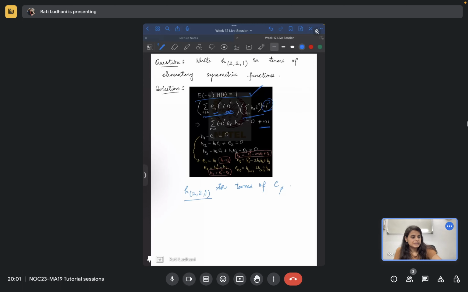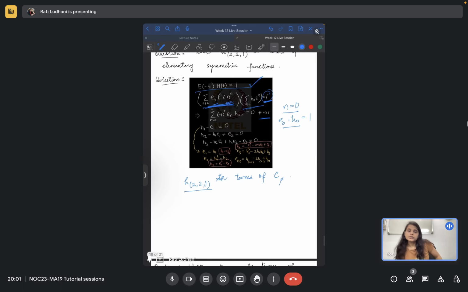Because this is 1, when you take just the coefficient for n equal to 0, what will you get in the first part? You will get t raised to power 0, minus 1 raised to power 0 e 0, and here you will get h 0. That is equal to 1, because both are 1, right? Yes, ma'am, because you can just consider the constant, so there is just one monomial with this.